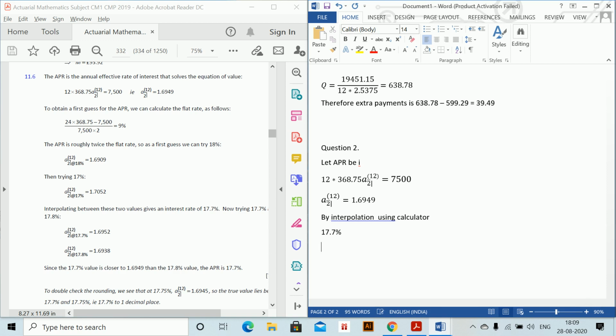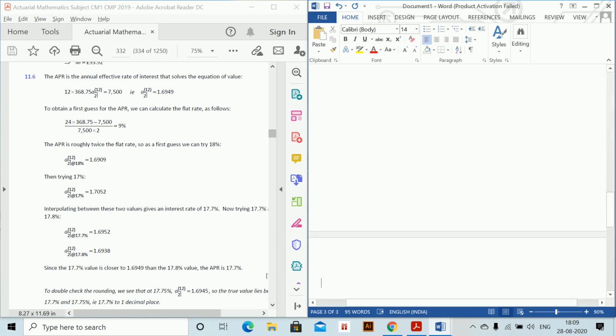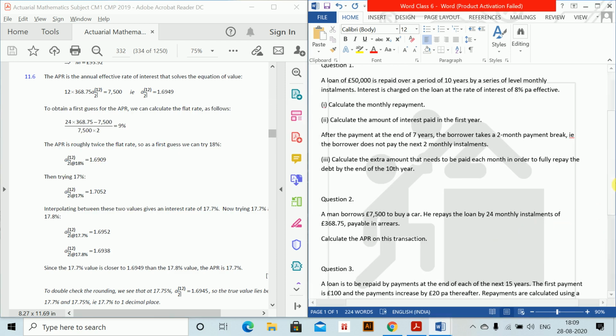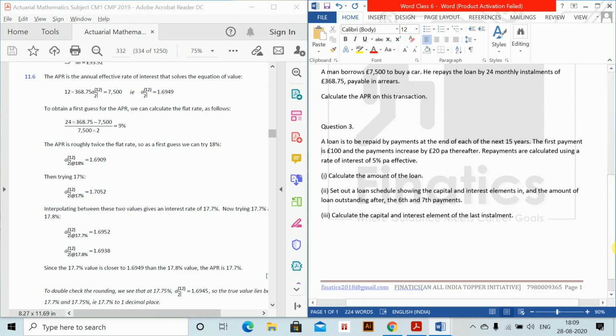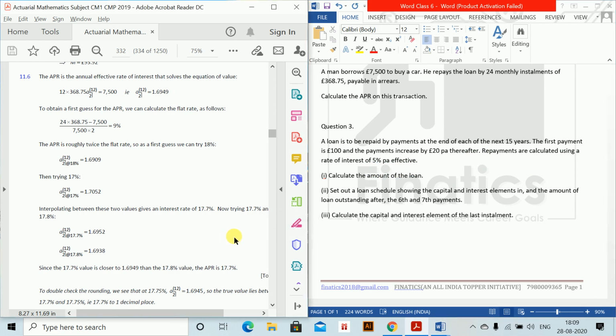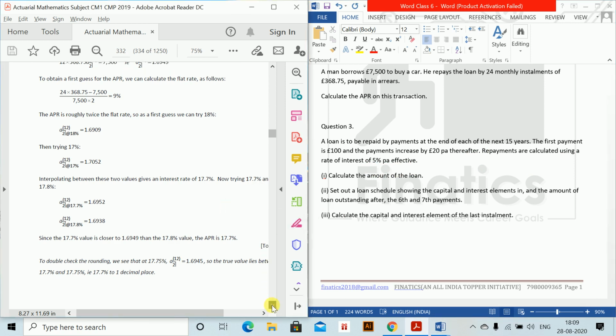Next for question 3. A loan is to be repaid by payments at the end of each of the next 15 years. The first payment is 100 and the payments increase by 20 per annum thereafter. Repayments are calculated using a rate of interest of 5% per annum effective. Calculate the amount of the loan. So we first need to calculate the amount of the loan.